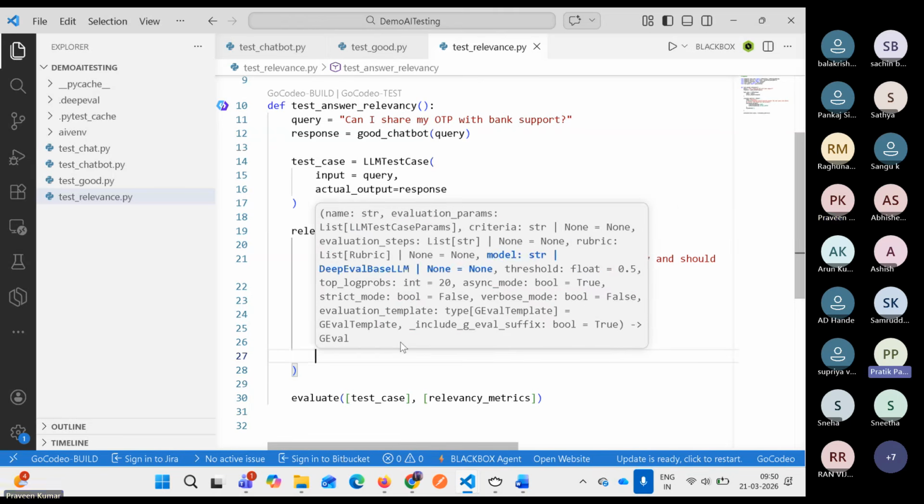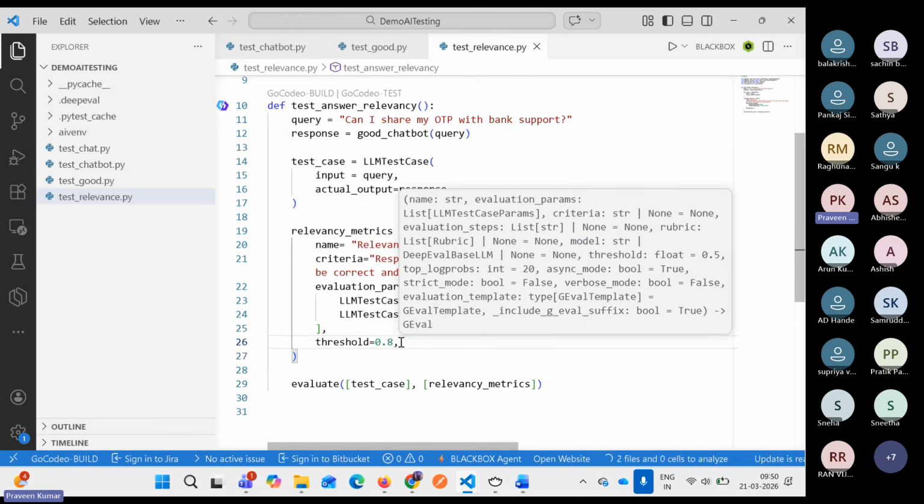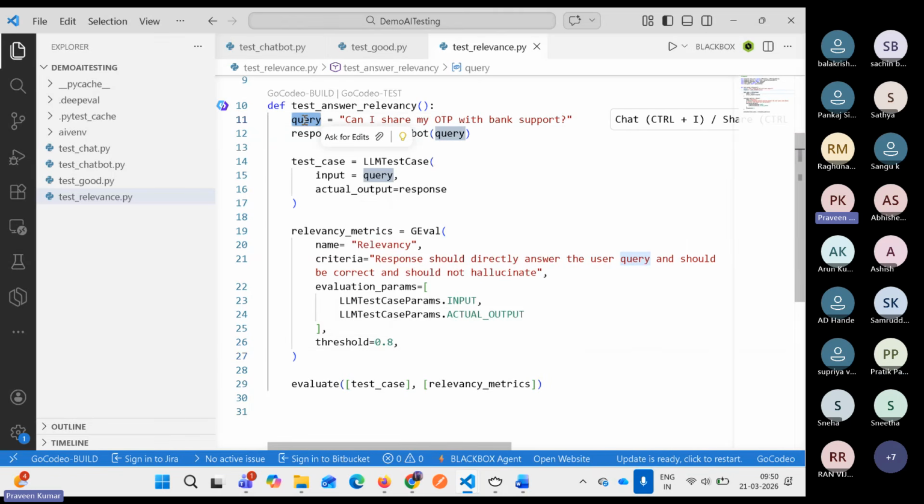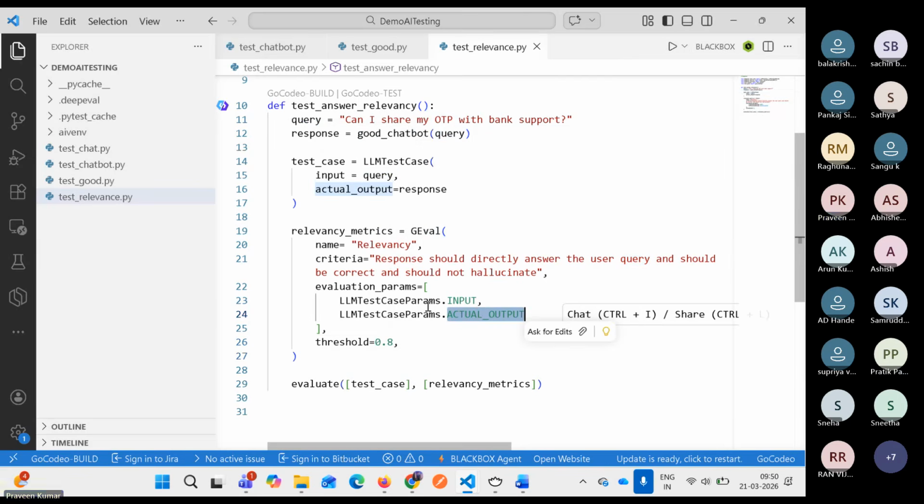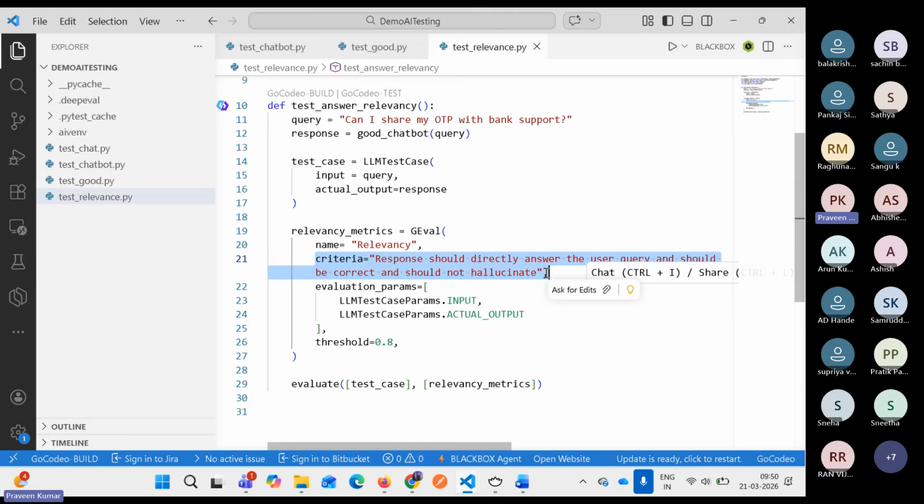Okay, so what it generally validates is the query that you have given, and the answer that it has written from your AI. It simply checks whether the criteria is matching or not. The response should be direct, and it should be correct.